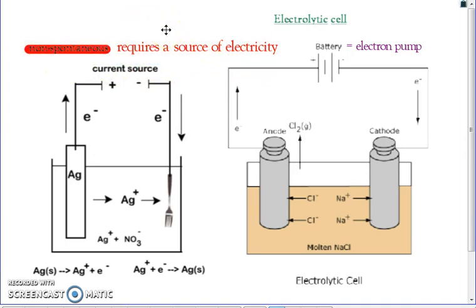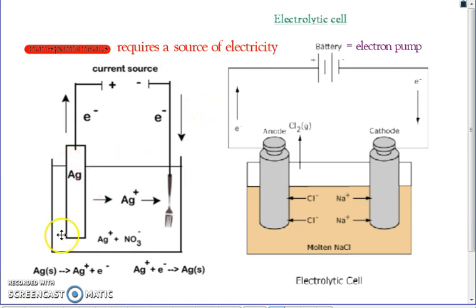This is your phone battery when you're recharging it. When it's discharging, it's a voltaic cell. When it recharges, it's an electrolytic cell. So there are a couple different uses for electrolytic cells here. They also show silver plating.